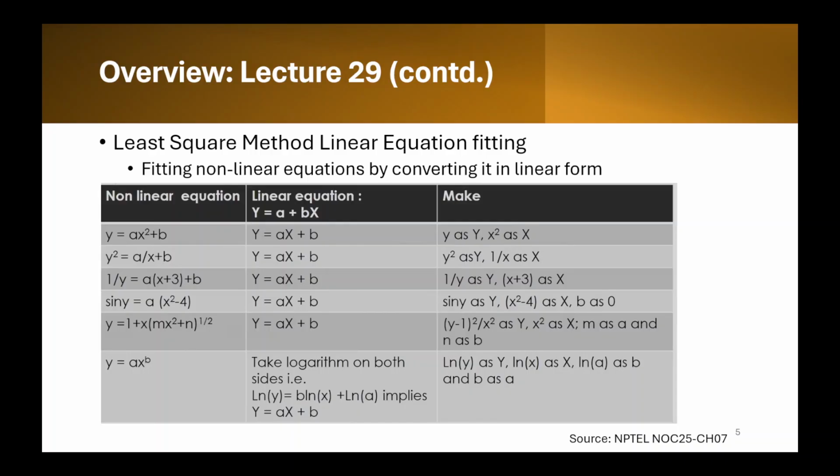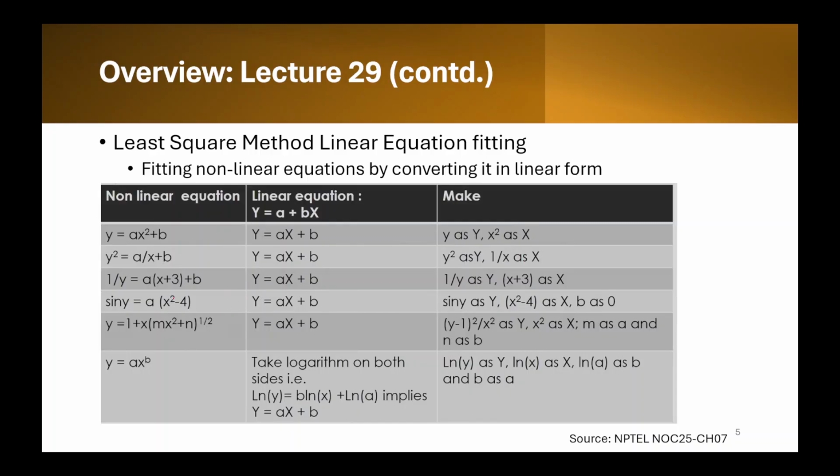In the least square method for linear equation fitting, we then saw the fitting of non-linear equations by converting them into linear form. So suppose there is y is equal to a x square plus b. You can convert this to capital Y is equal to a capital X plus b by assuming that small y is equal to capital Y, and x square is equal to capital X. So you basically assume that this x square is another variable, capital X. The same goes for the next one. Y square you assume as capital Y, and then 1 by x you can assume as capital X.